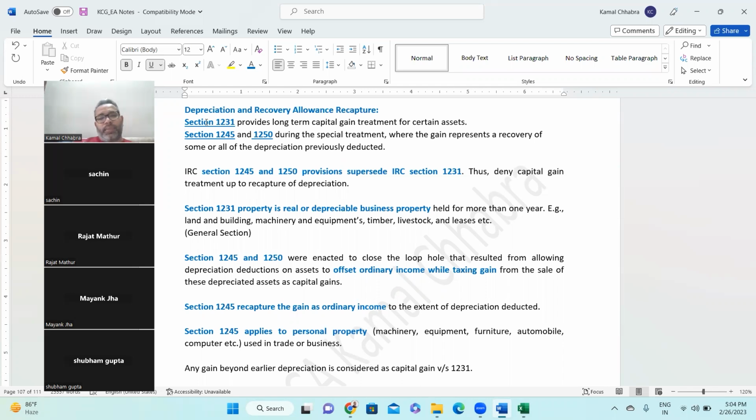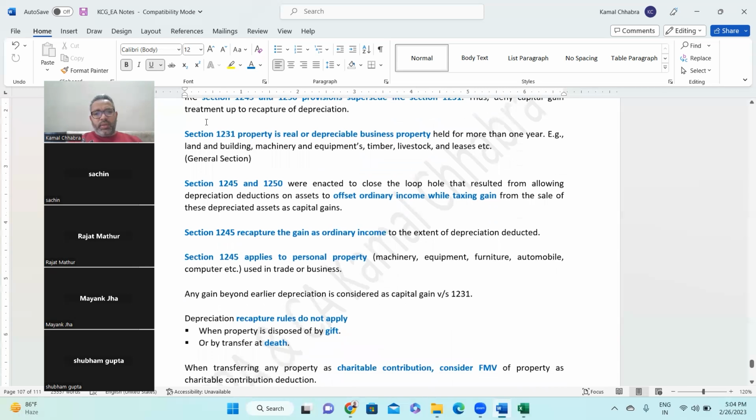Whereas 1245 and 1250 talk about recovery of depreciation. If you are using any asset for a business purpose on which you have claimed depreciation, to the extent of the capital gain that is recovery of depreciation, that amount needs to be considered as ordinary income and taxed at a higher rate. Then 1231 property is real or depreciable business property held for more than 1 year. This is always for long-term assets, whether it's land, building, machinery, equipment, timber, livestock, or any such asset.